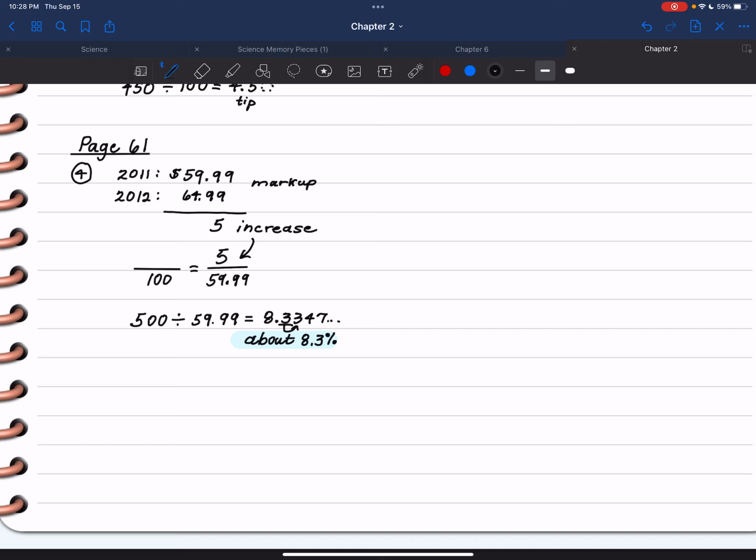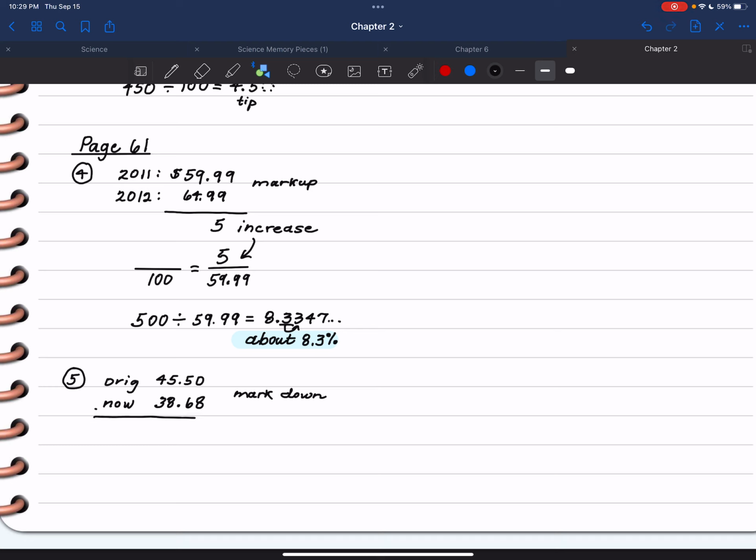Okay, number 5. The original cost of a wireless keyboard was $45.50. But the price has now been reduced to $38.68. So this was a change, and this time it was a markdown. The price was marked down. What is the amount of the discount, and what is the discount as a percent?